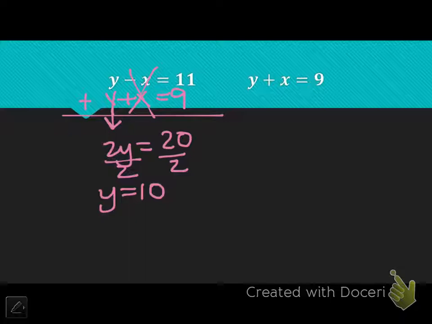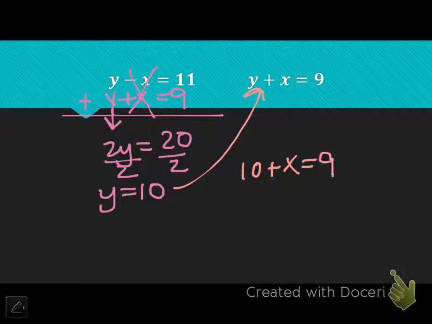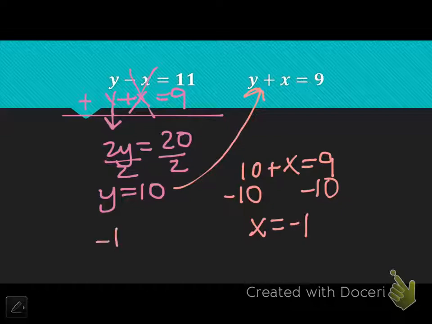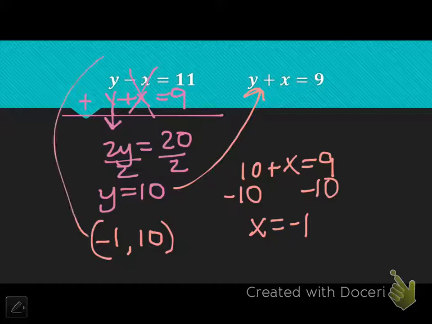Okay, and then when you're trying to find out what the other point is, let's just plug it into one of the other equations. It doesn't matter which one. We've got to get x by itself this time. So we're going to subtract 10. X is equal to negative 1. So my answer is negative 1, 10. And if we plugged this point into both of these equations, it should be true. So you can check to make sure that you're 100% correct.